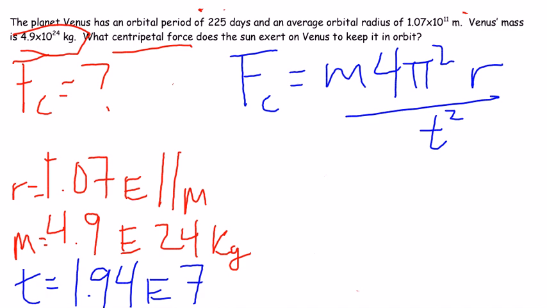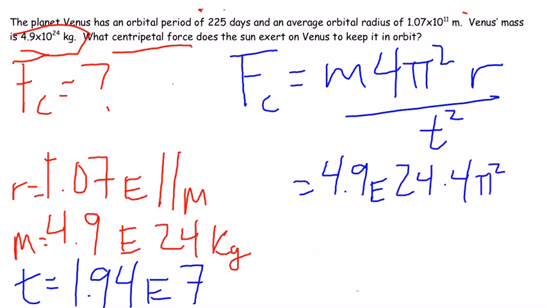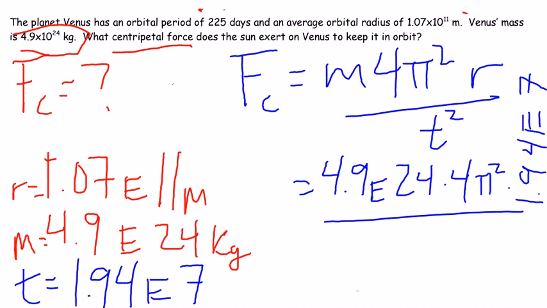And then you can plug in your numbers. So we have our mass is going to be 4.9 E24 times 4 pi squared that you can do in your calculator. Alright? Times your time, which I'm going to run out of space here. But you have 1.94 e to the 7th. Okay? Divided by the period squared.